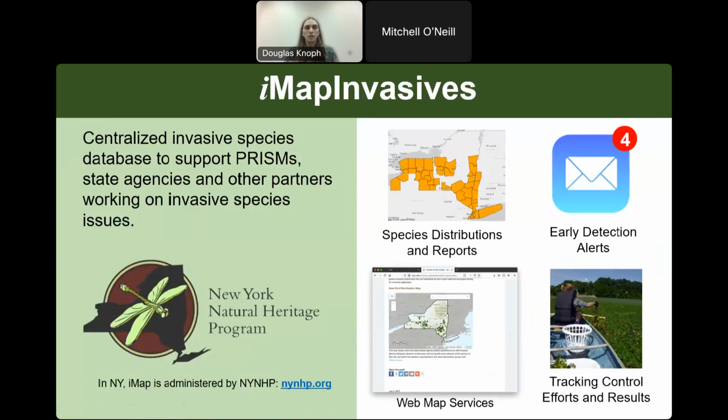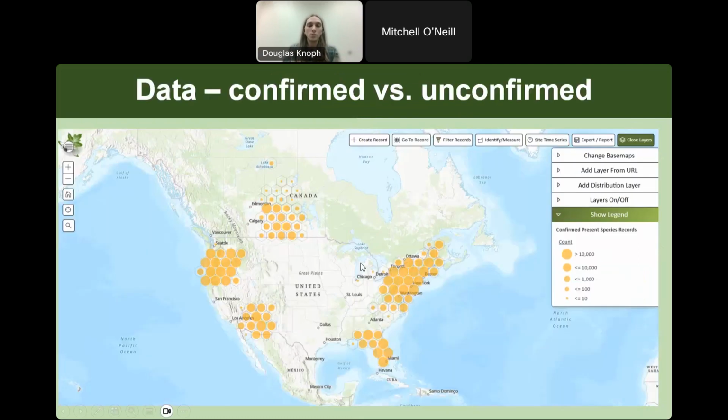iMapInvasives also has several other functions usable by its various user groups, such as species distribution modeling, automatically generated reports, early detection alerts if you want to know when certain species are coming into certain areas within the state, web map services for hosting a live view of the iMapInvasives environment on your own website, and tracking control efforts and results. So on top of having information on presence records, you can also have not detected records and treatment records within our database. And in New York, we really pride ourselves on having a well-curated database where a lot of the data coming in is highly accurate.